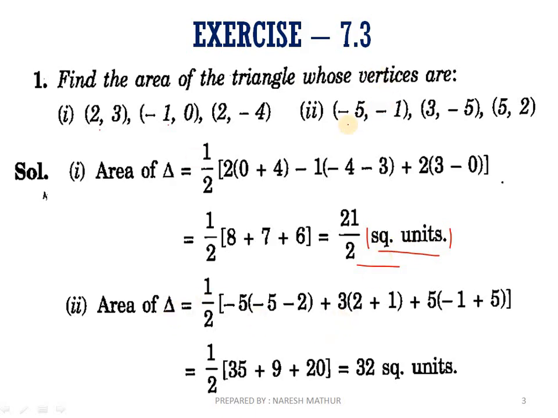In the second one, we are given minus 5 minus 1, 3 minus 5 and 5 comma 2. So we just put these values in the formula and we'll get the answer. Now, if we have a negative value in the brackets, we'll convert it into a positive one because we just consider the numerical value. Alright, and as we know, the area can't be negative.